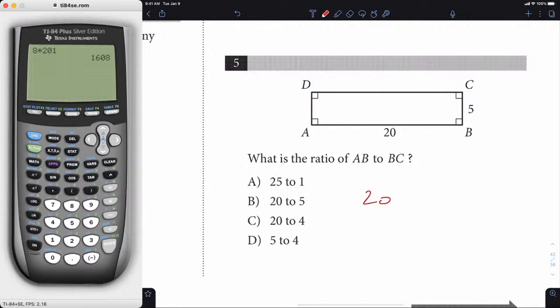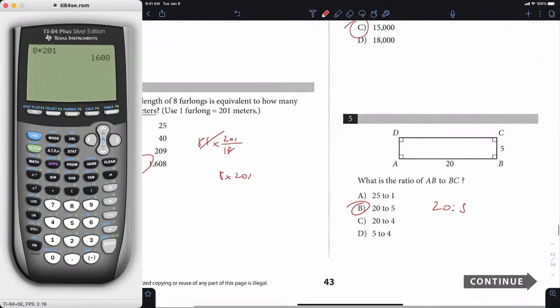What is the ratio of AB to BC? AB is 20. BC is 5. 20 to 5. Pretty easy there.